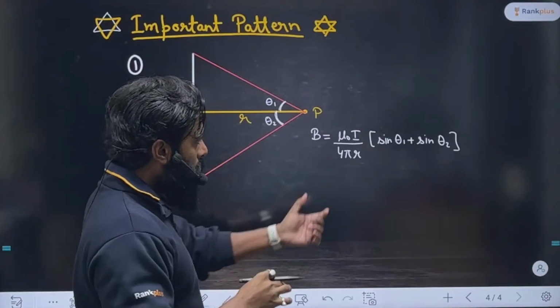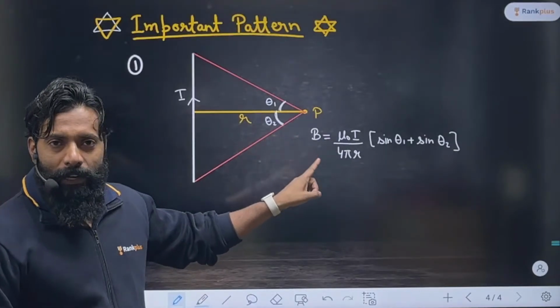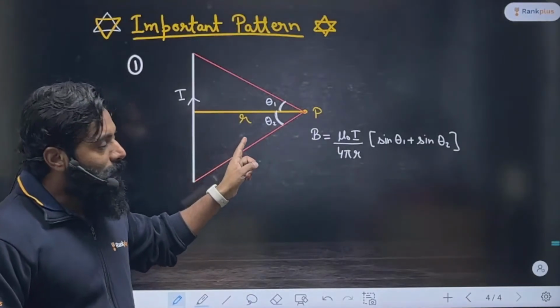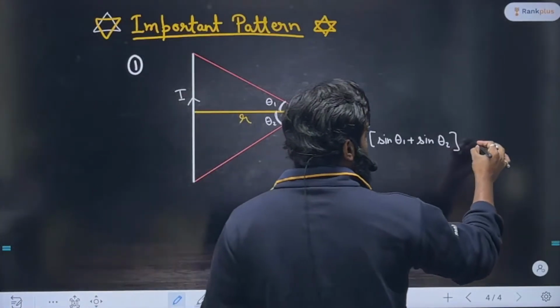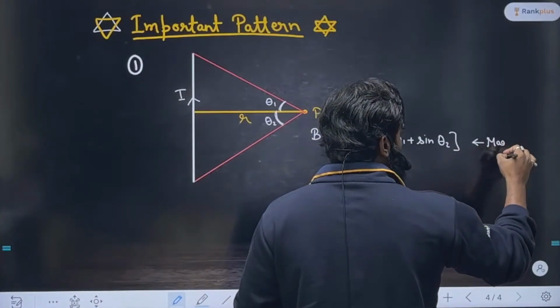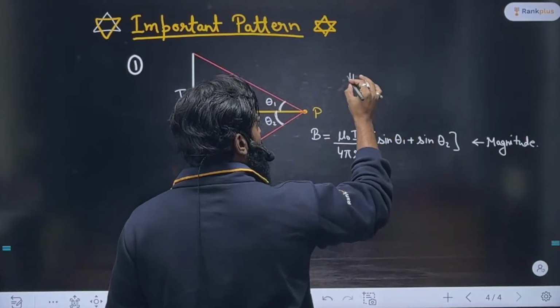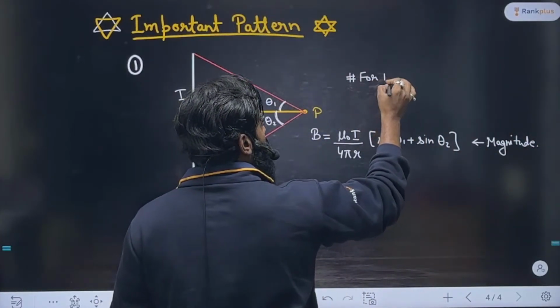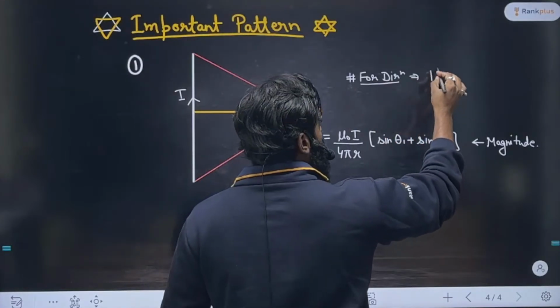This magnetic field basically tells us about the magnitude only. For the direction, we have to use the right hand thumb rule. So this is the magnitude which we are calculating. For direction, we have to use the right hand thumb rule.